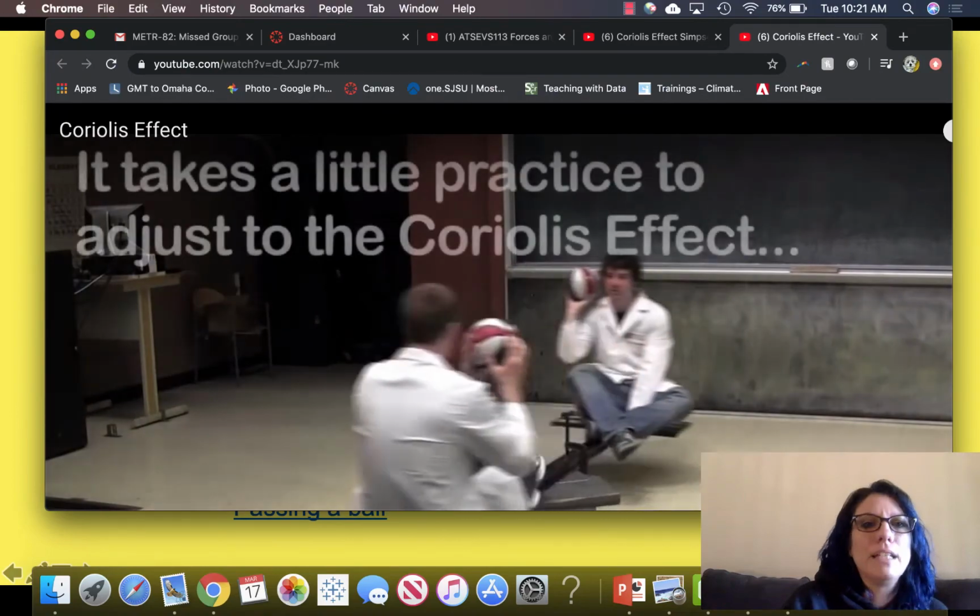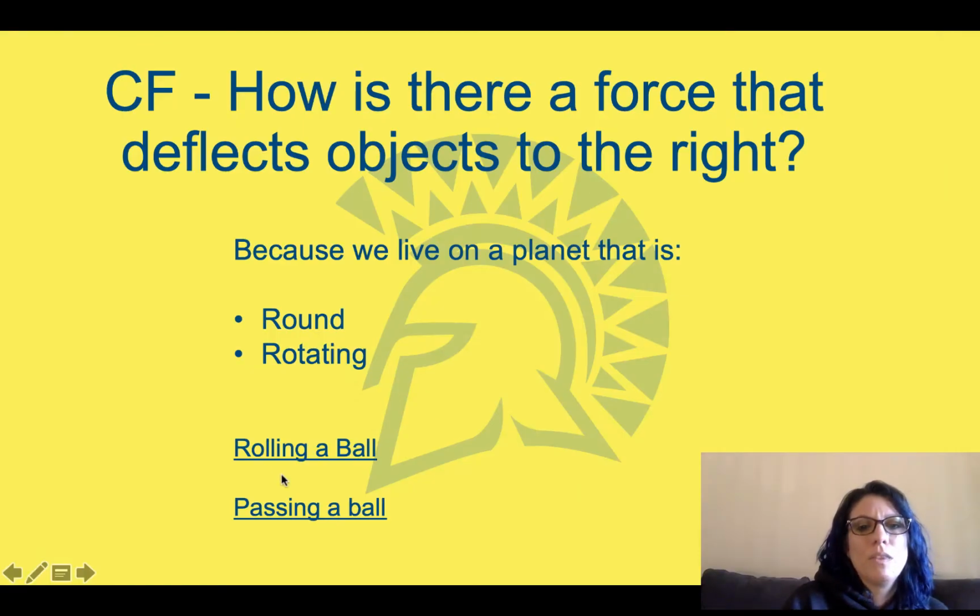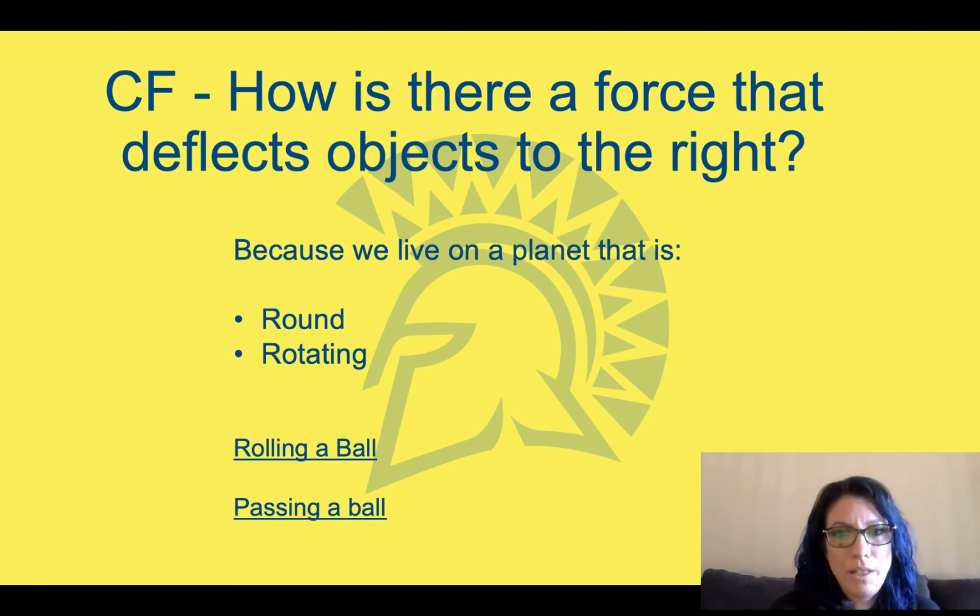Now remember that this is dependent upon speed. Since it's dependent upon speed, that means that anything that's going fast, and is large and has a big enough path, is going to be deflected to the right. Things like rockets, things like missiles, snipers actually have to be concerned about the Coriolis effect. People like that, but not a basketball player.